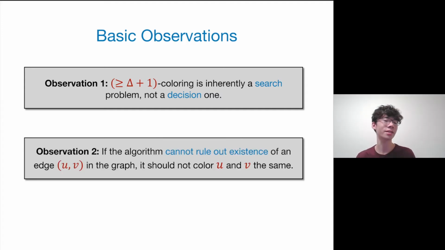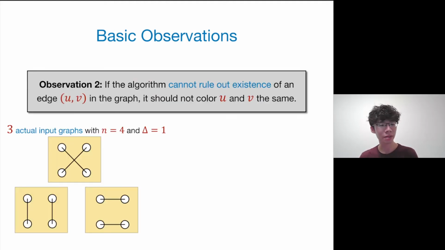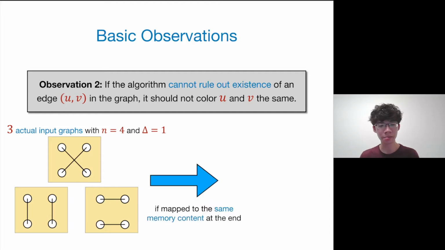And the second observation sounds very simple, but it's actually quite important. It says that if an algorithm cannot rule out the existence of an edge, it should not color the endpoints the same. This sounds kind of obvious, but what does it mean? Well, I'll show you. Imagine you have these three input graphs, but they all get mapped to the same memory content by this algorithm. Remember, because you have a lot more different graphs than you have memory, lots of different graphs will be mapped to the same memory content at the end of your algorithm.